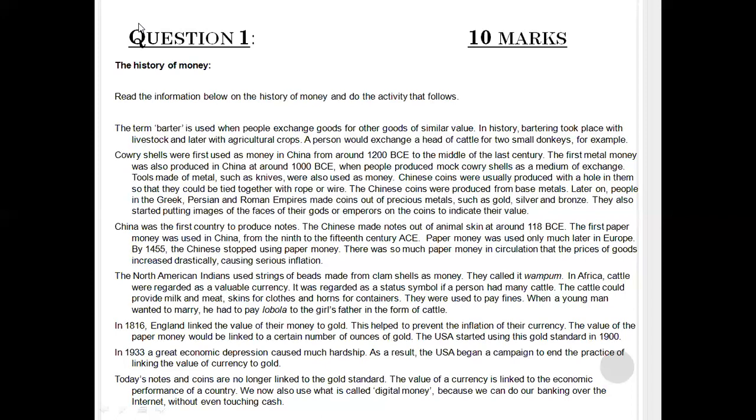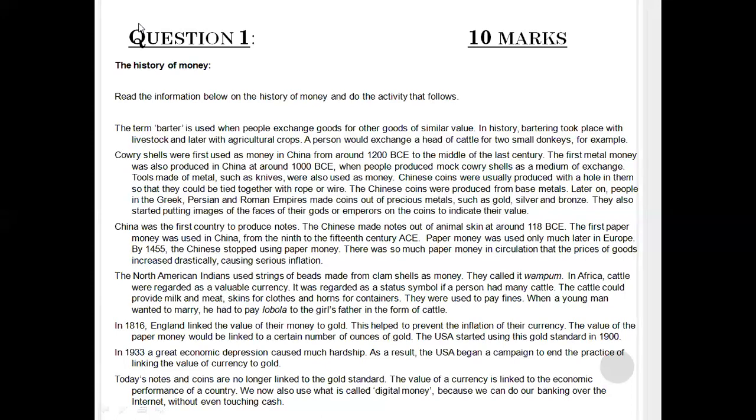Tools made of metal, such as knives, were also used as money. Chinese coins were usually produced with a hole in them so that they could be tied together with rope or wire. The Chinese coins were produced from base metals. Later on, people in the Greek, Persian, and Roman empires made coins out of precious metals such as gold, silver, and bronze. They also started putting images of the faces of their gods or emperors on the coins to indicate their value. China was the first country to produce notes.